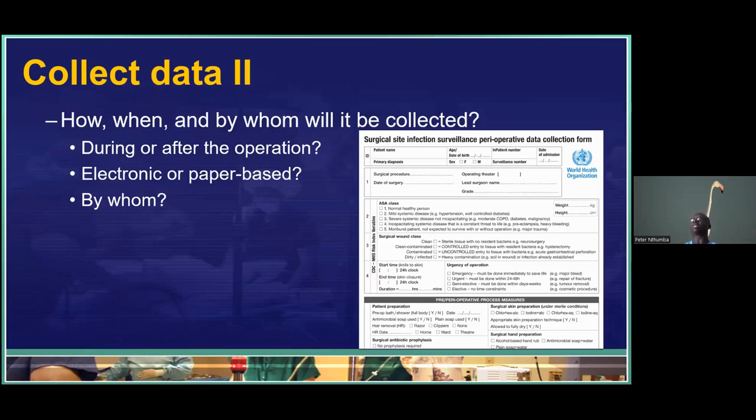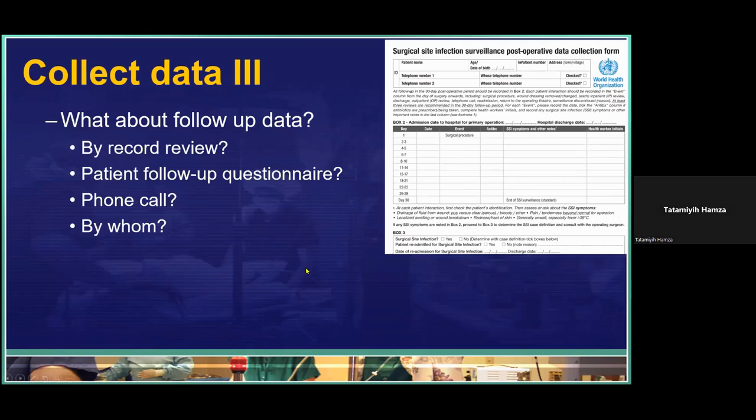Think about who collects data. When is it collected? How will it be collected? Is it during or after the operation? Is it electronic or paper-based? Then what frequency? Is it all the patients? Is it every other patient? Like I said, if it's not already in hospital data collection tools, so clinical records, then we need an additional tool like this WHO tool for surgical site infection surveillance. And follow-up data, again, the WHO has this tool.